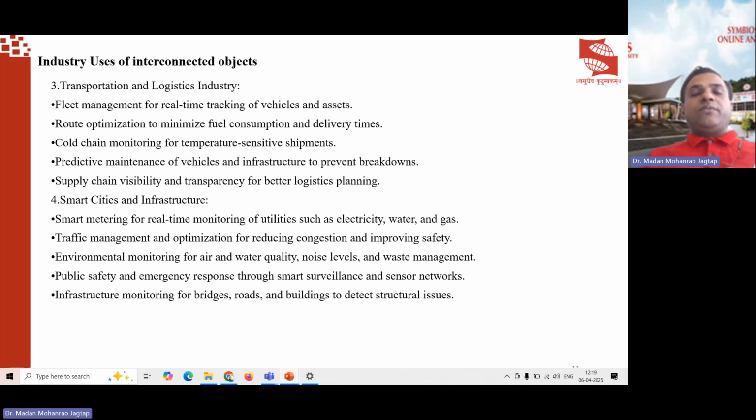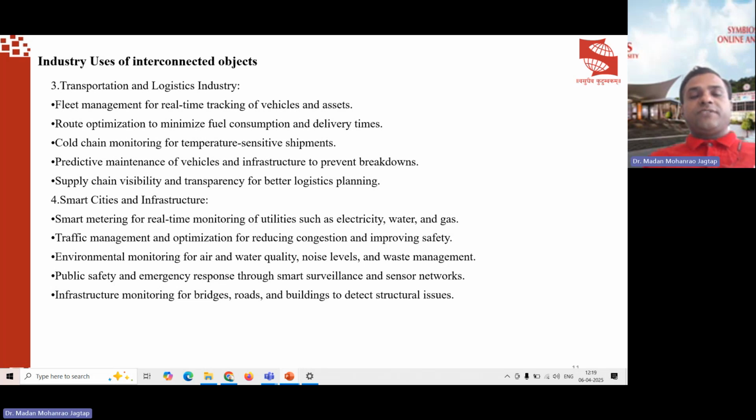Then environmental monitoring for air quality, noise levels and waste management. We can do environment monitoring. So we can measure air quality, water quality, noise level, and we can have waste management through the interconnected objects.